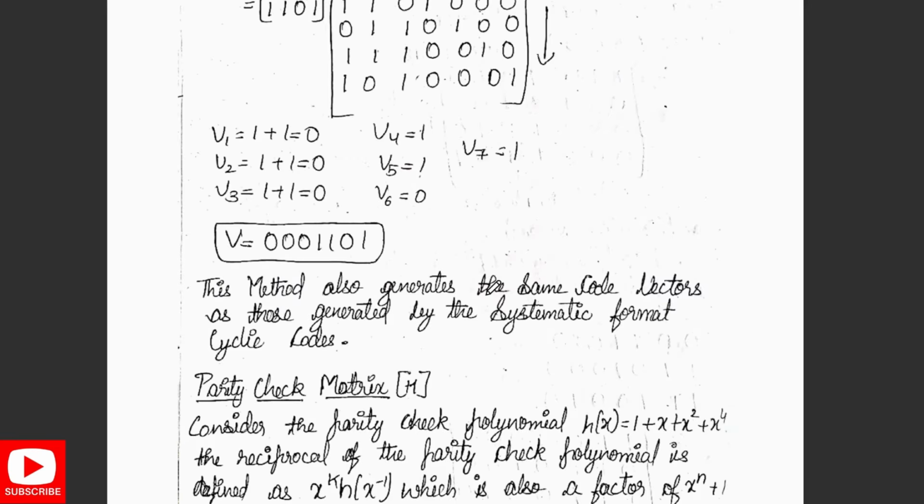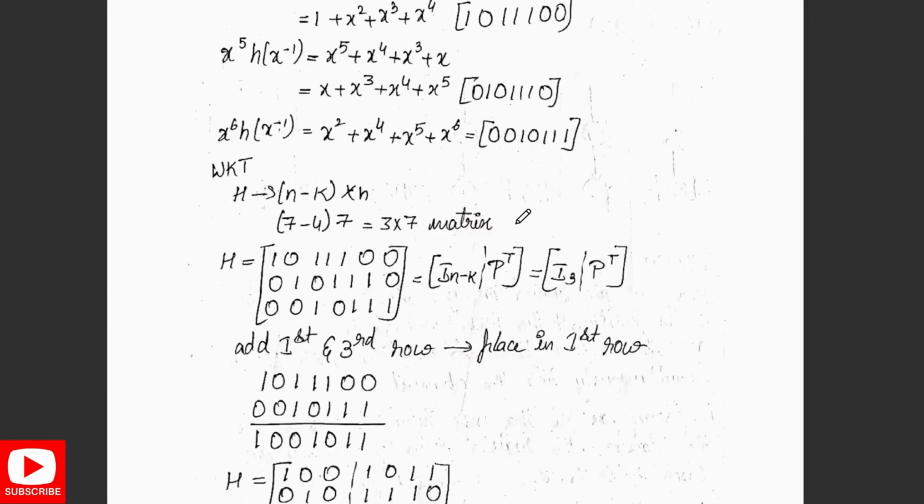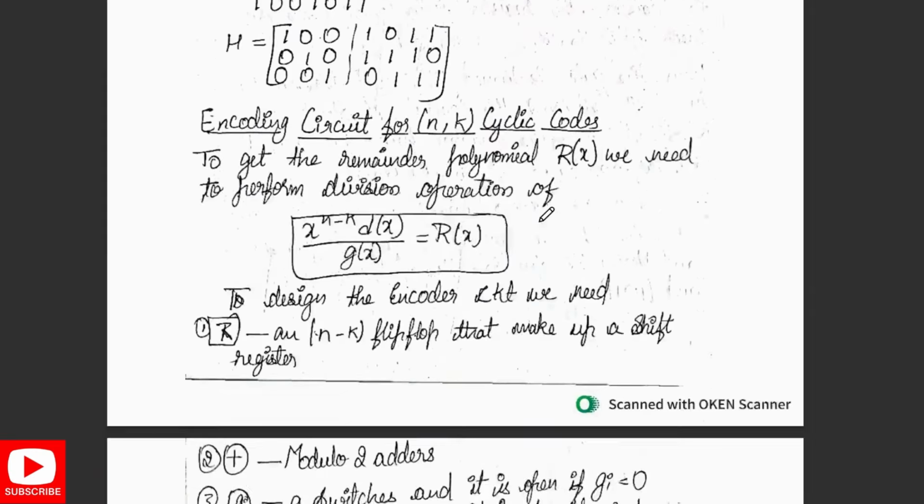So this method also generates the same code vector that is generated by the systematic form. Same answer we have got here. Now for the parity check matrix, go with the same flow. This was all about the explanation.